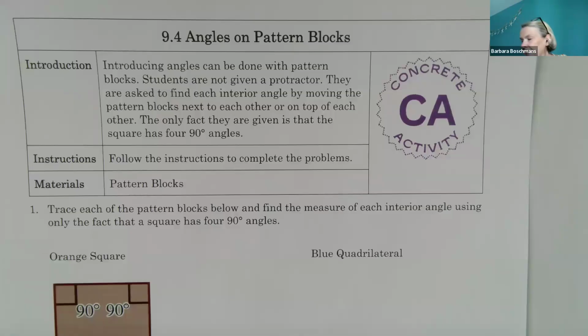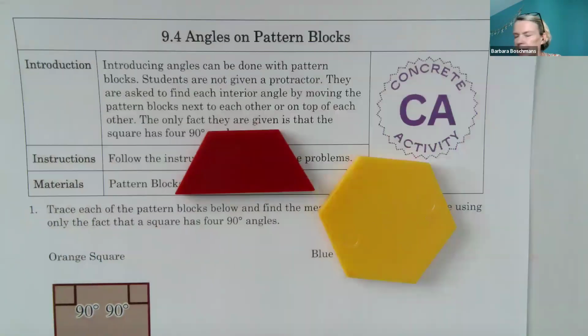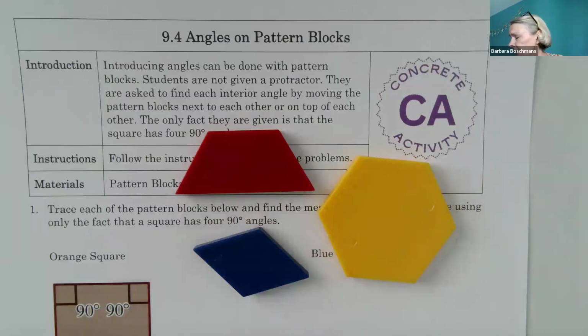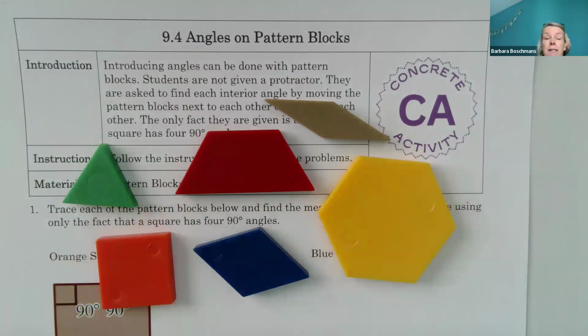Now we will do activity 9.4, angles on pattern blocks. Pattern blocks are these shapes that are used for many activities, fractions, geometry, patterns. There are 6 shapes, 6 colors, and we are going to find the interior angles, also called vertex angles, of each of these pattern blocks.